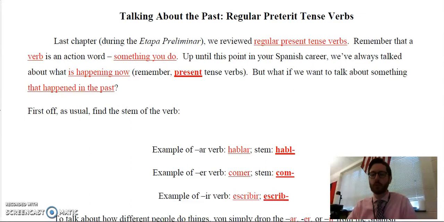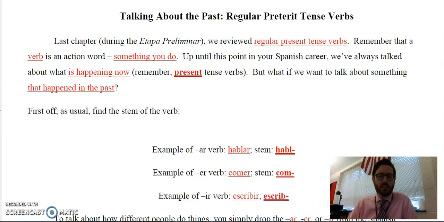But for now, what we will do is start out really easy with how to form regular verbs to talk about what it is that we did in the past. And again, this past tense is called the preterite tense. I'm going to call it the preterite from here on out, but don't be too intimidated by the word preterite. That simply means the past, talking about the past tense.